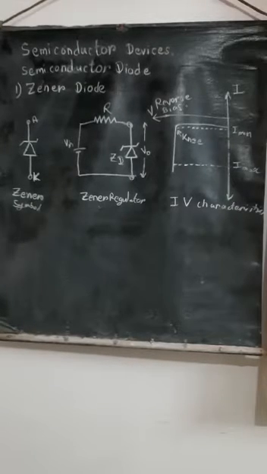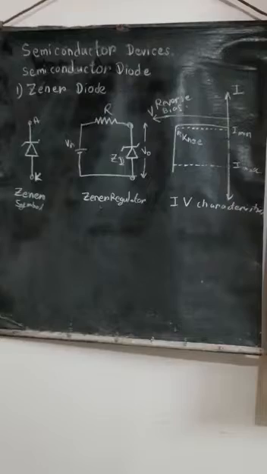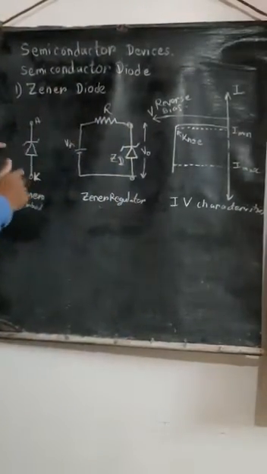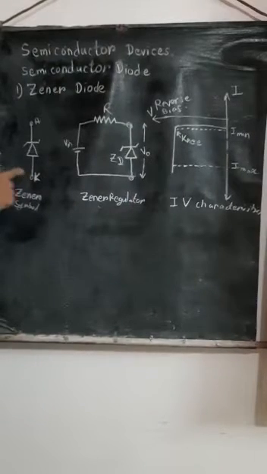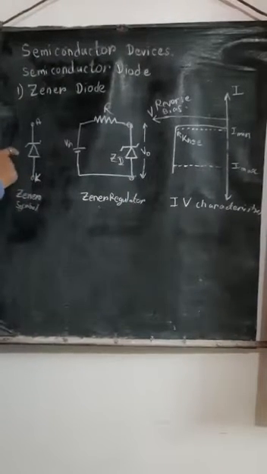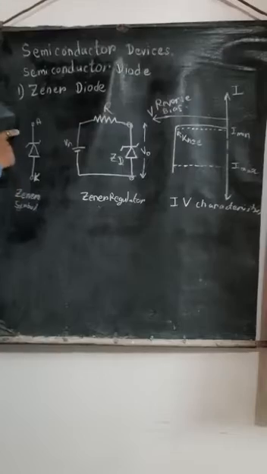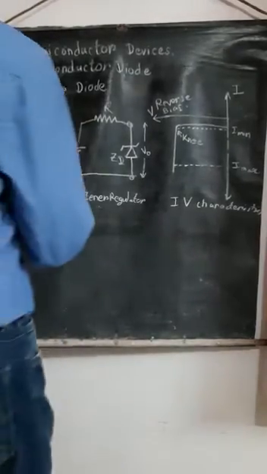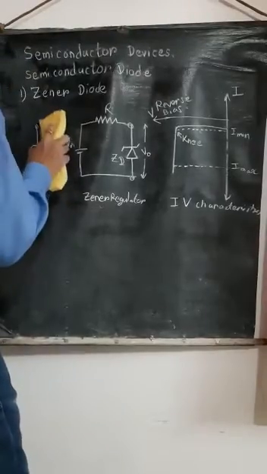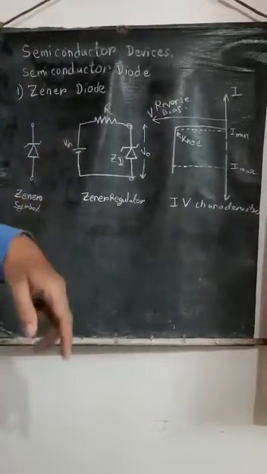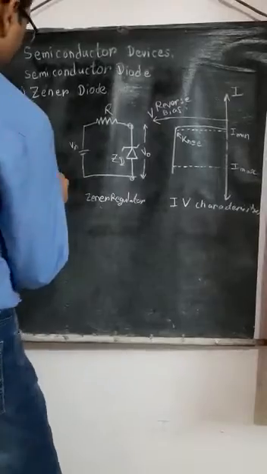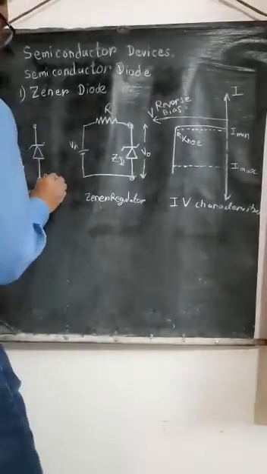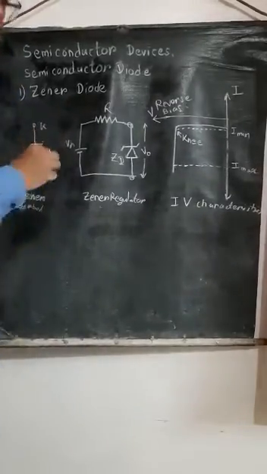Now we will see the first one, the Zener diode. This is the Zener diode, and this is the symbol of the Zener diode, just like the diode symbol. Just a minute, I have made some mistake here. Here, this is the anode, and this is the cathode. Okay.